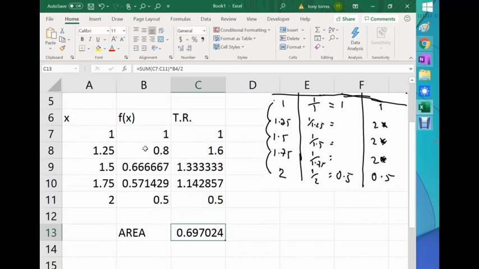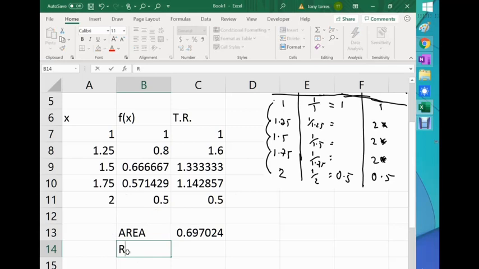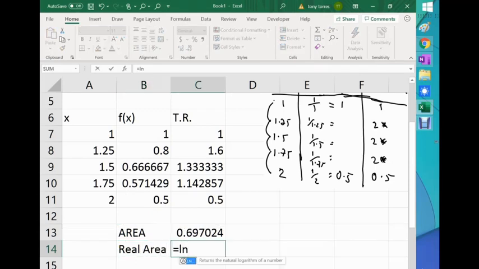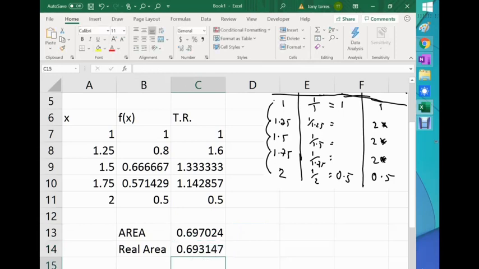So now, if you remember, if I go back, I can certainly copy this number, but it would be better. You remember the area under the curve for this problem was the natural log of 2. So the real area was the natural log of 2. And we know that we are kind of close, but not that close, right?